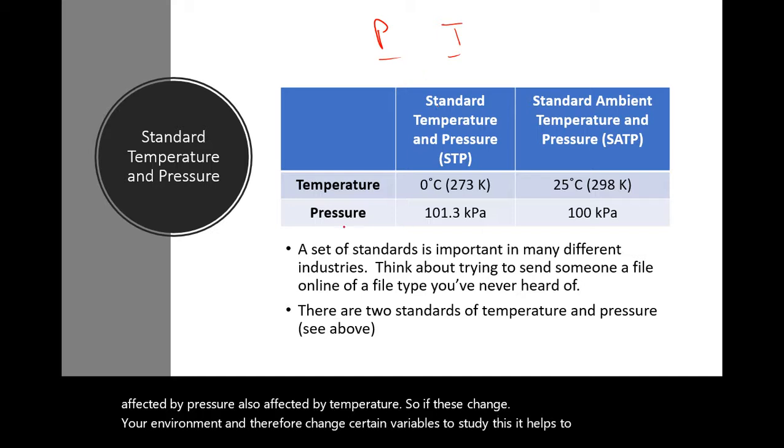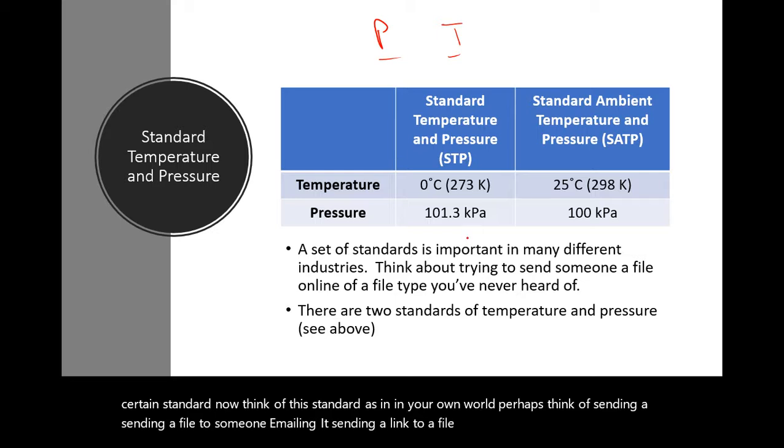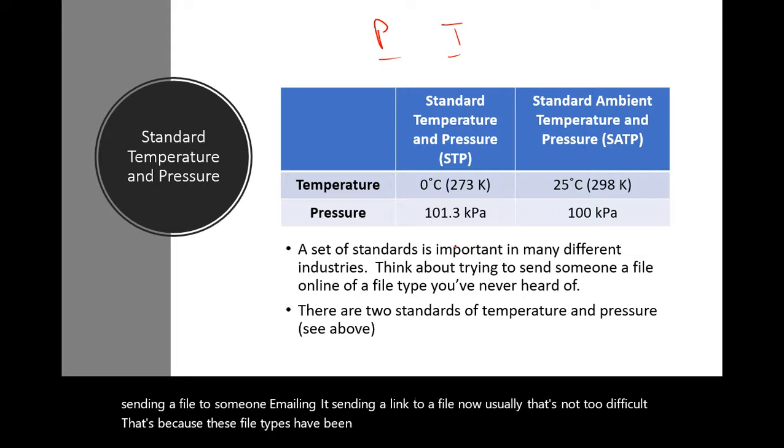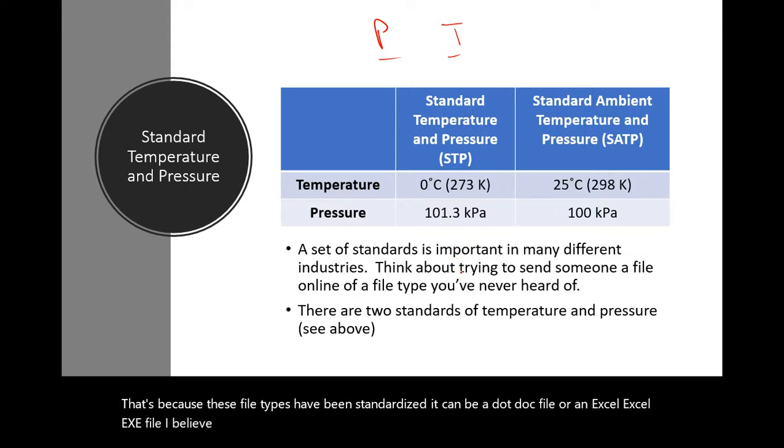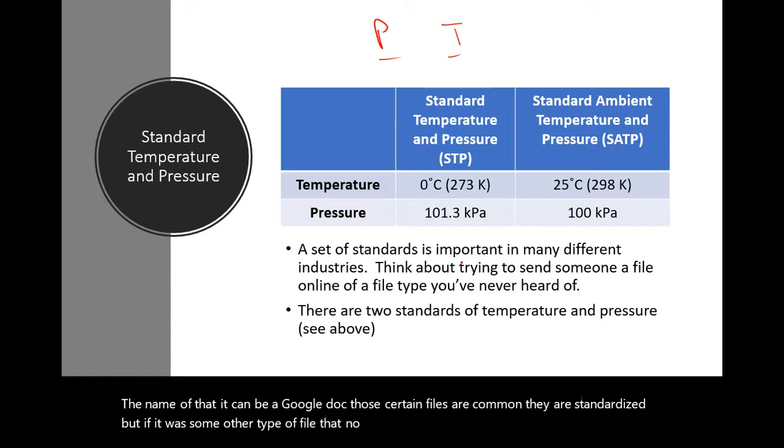a certain standard. Now think of this standard as in your own world, perhaps think of sending a file to someone, emailing it, sending a link to a file. Usually that's not too difficult. That's because these file types have been standardized. It can be a .doc file or an XLS file, I believe is the name of that. It can be a Google Doc. Those certain files are common. They are standardized. But if it was some other type of file that no one's ever heard of, you just wouldn't be able to open it.